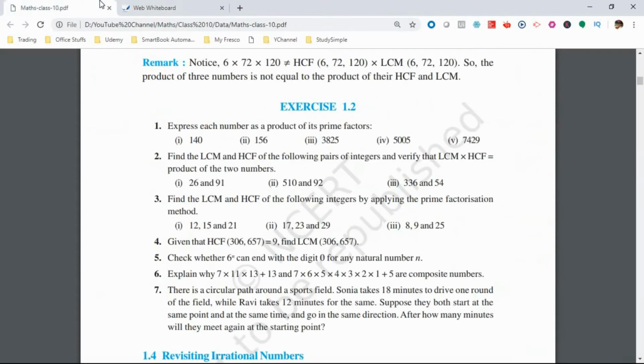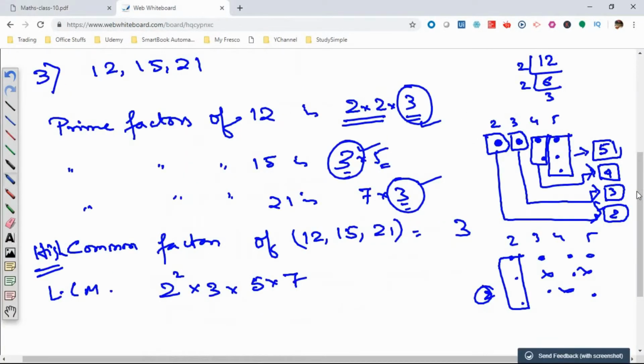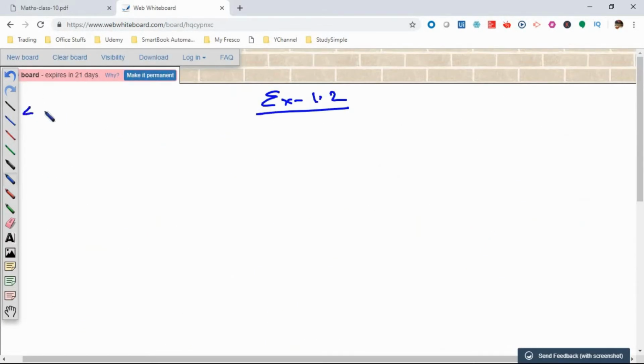Okay. The next sum is number 4, where the HCF of two numbers is given. The fourth question is a very interesting question, which says that the HCF of two numbers is 9, and then we have to find the LCM. So from this data we can find three things: the HCF of two numbers, the two numbers, and the fourth thing which we need to find out is the LCM.